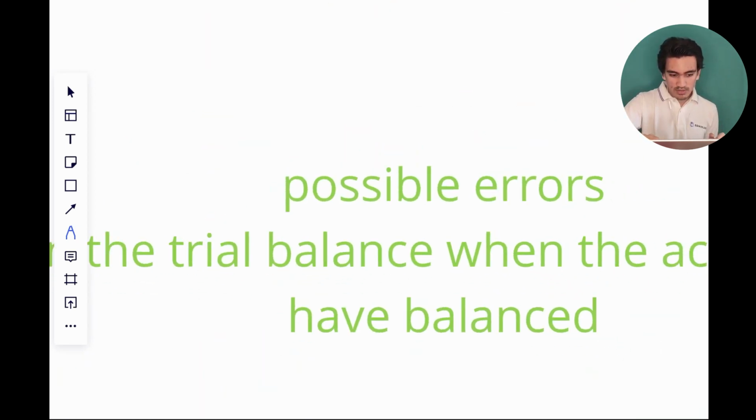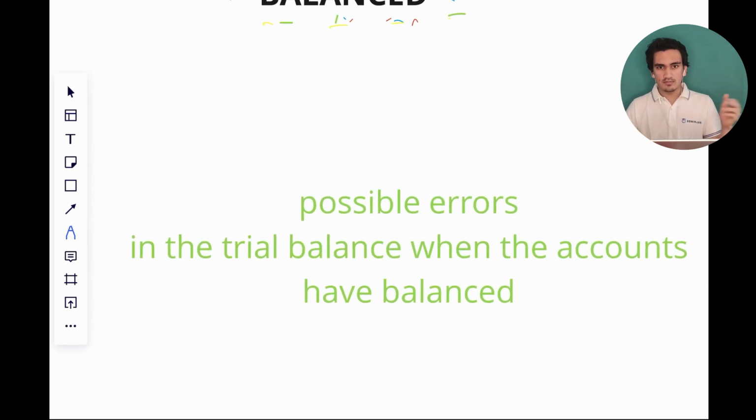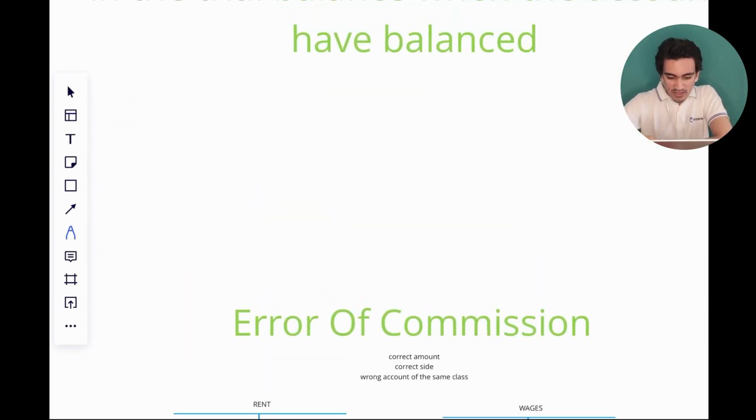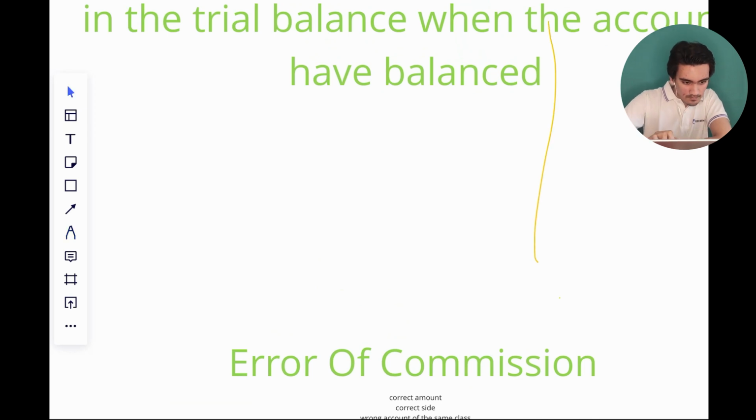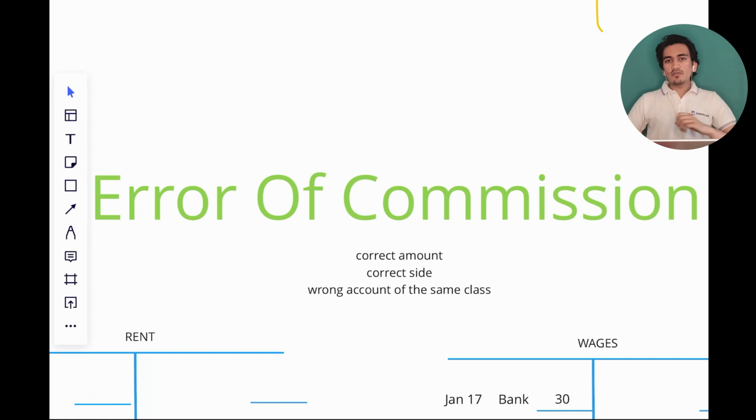So, possible errors in the trial balance when the accounts have balanced. First of all, we have error of commission. Error of commission is when you have the correct amount added to your debit and credit sides, on the correct sides, as in your debit side and your credit side, but to the wrong accounts of the same class.